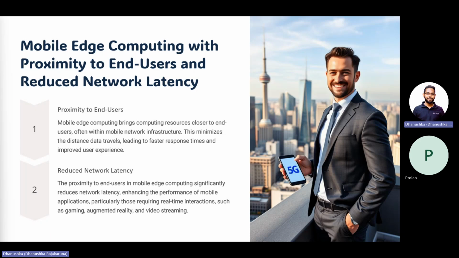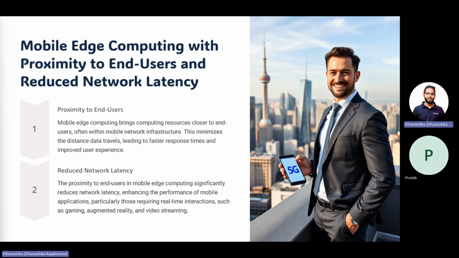Then the challenges of MEC will be deployment cost, because establishing and maintaining MEC infrastructure at scale requires significant investment. Then interoperability, security concerns, like the distributed nature of MEC nodes increases the attack surface, needing robust security mechanisms, resource constraints and standardization. The future of MEC will be 5G and beyond, like 6G.